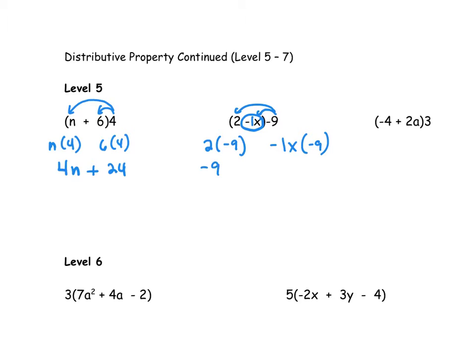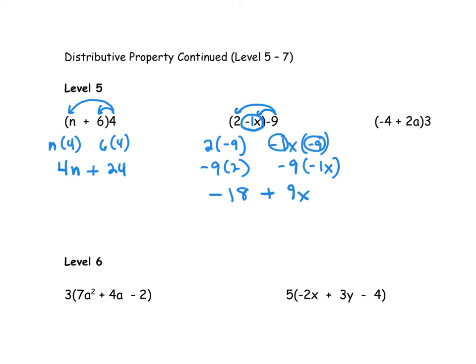Again, you could write it like this if you prefer, because we will get the same end result. And the property in math that allows us to write it either way is called the commutative property. Either way, I'm going to get negative 18 here, and I'm going to get positive 9x. So plus a negative times a negative is a positive, and that's going to be 9x.